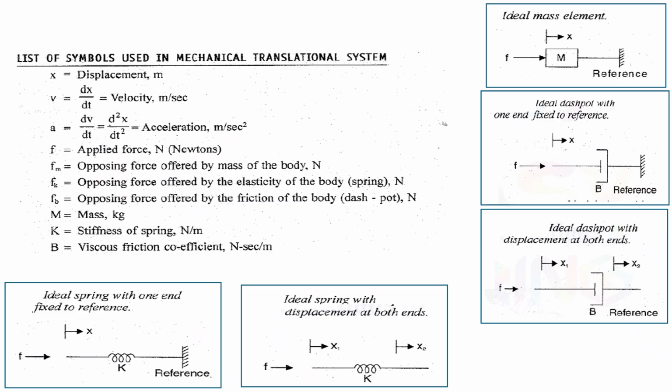A mechanical translational system has three important parameters: mass M, a viscous friction coefficient represented as B, and stiffness of the spring represented as K. The input to a mechanical translational system will be a force represented as F, and the output of the system might be considered as a displacement X.